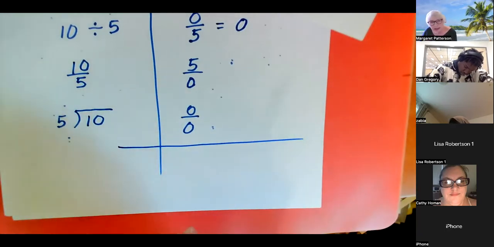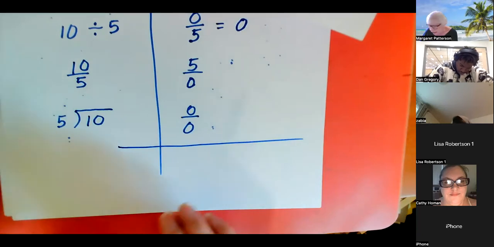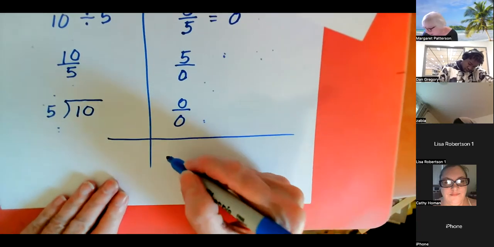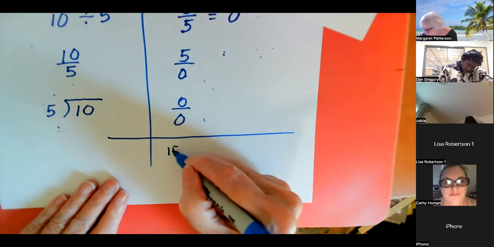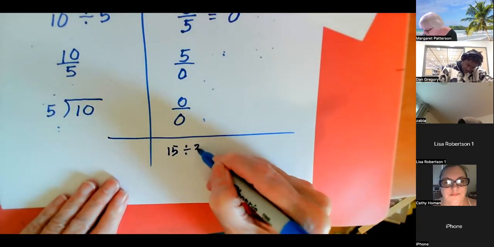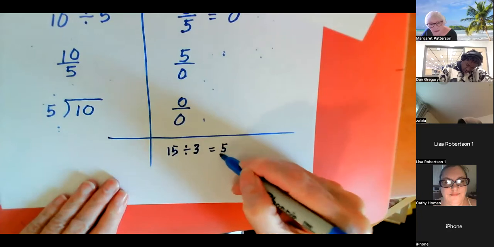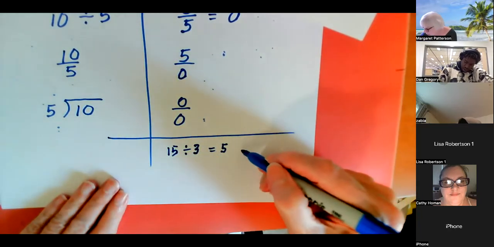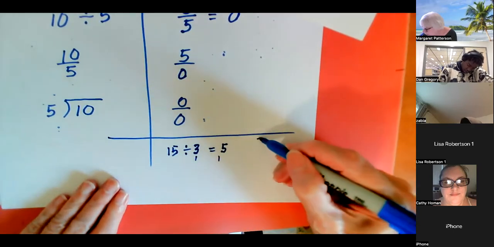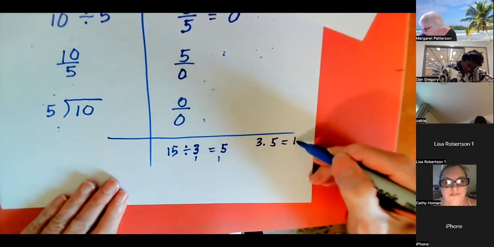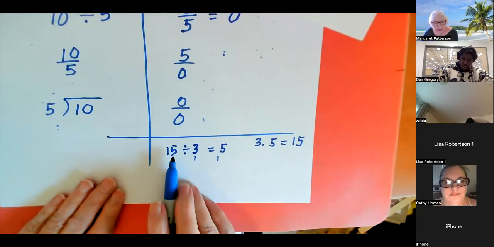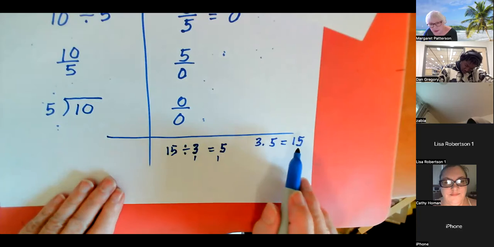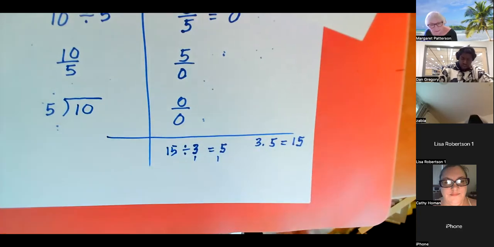Remember how I checked addition with subtraction? So if I had a problem like this, I'm going to do a completely different problem. 15 divided by 3 is 5. Everybody buy that? 15 divided by 3 is 5 because 3 times 5 is 15. Can you buy it? This number times this number is back to the original 15. Is that okay?